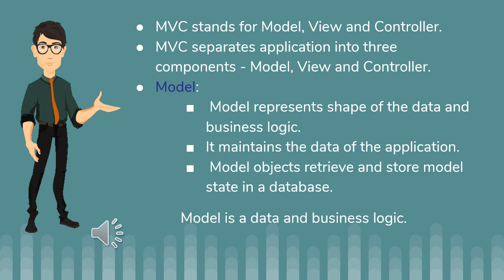MVC stands for Model, View, and Controller. MVC separates the application into three components: Model, View, and Controller. Model represents the shape of the data and business logic. It maintains the data of the application. Model objects retrieve and store model state in a database. Model is data and business logic.